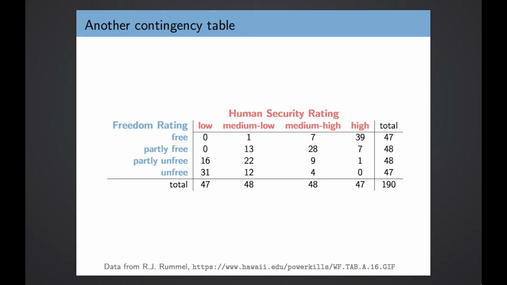The first of these is its human security rating from low to high, where the categories are low, medium-low, medium-high, and high. So a high level of human security means that people in that country are very secure from bodily harm. They're less likely to be subject to death from violent causes like war and crime and things like that. A low human security rating means that the people that live in that country are relatively insecure.